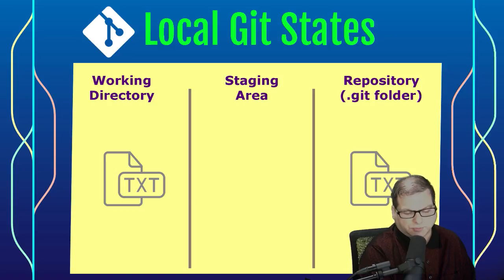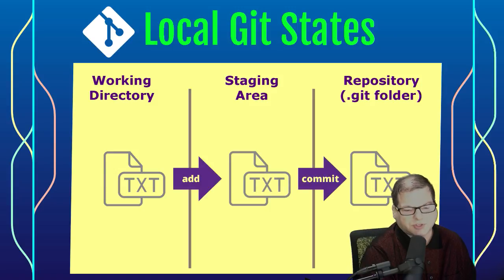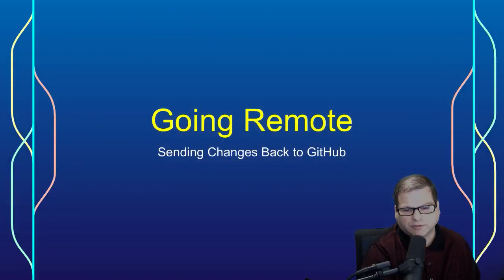So now that we've moved our changes from our working directory through the staging area and into our Git repository, all of this has been local. We haven't done anything yet to put our changes back onto GitHub. This is the entire workflow we just went through on the local side. Now, let's go remote. I'm going to send our changes back to GitHub, and we do that with what we call a push.